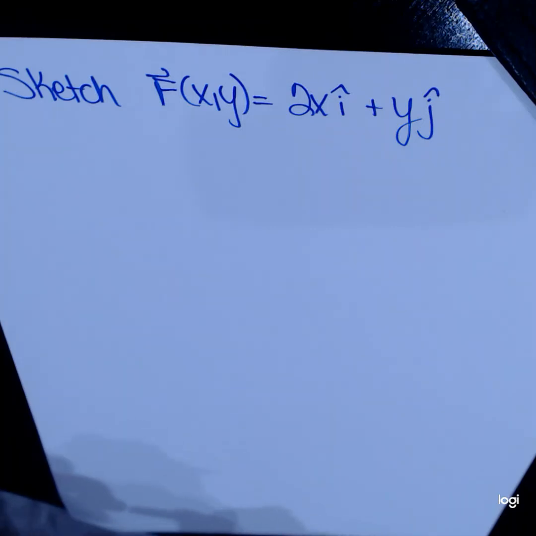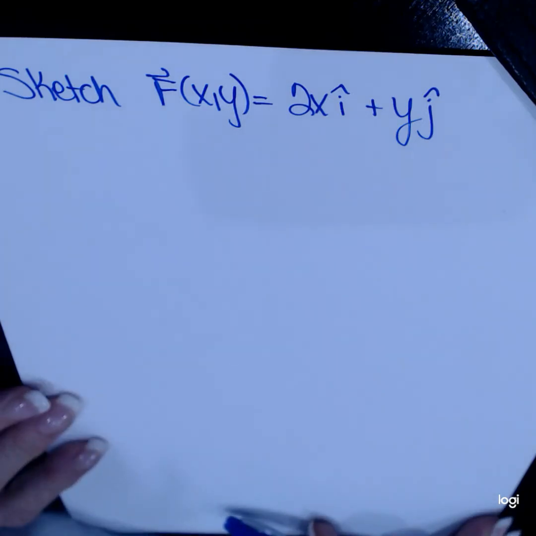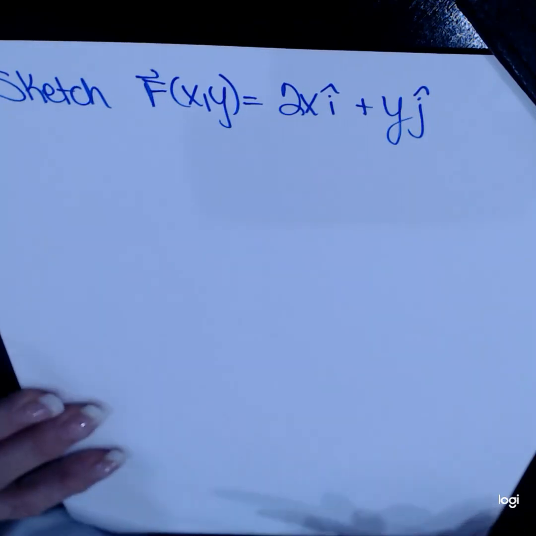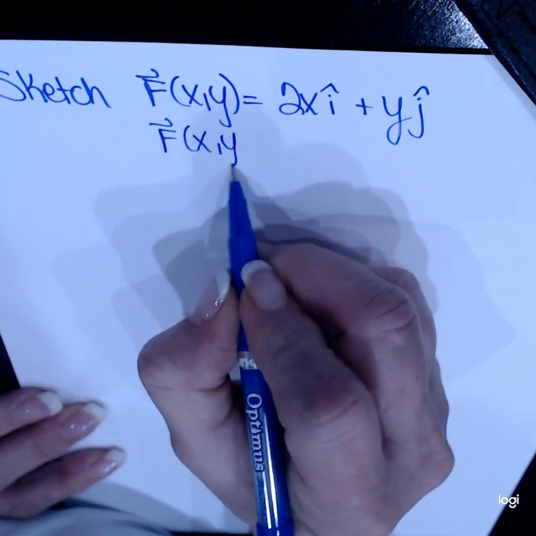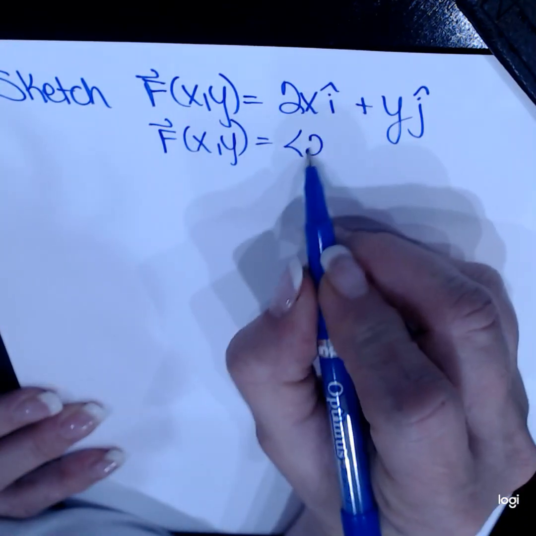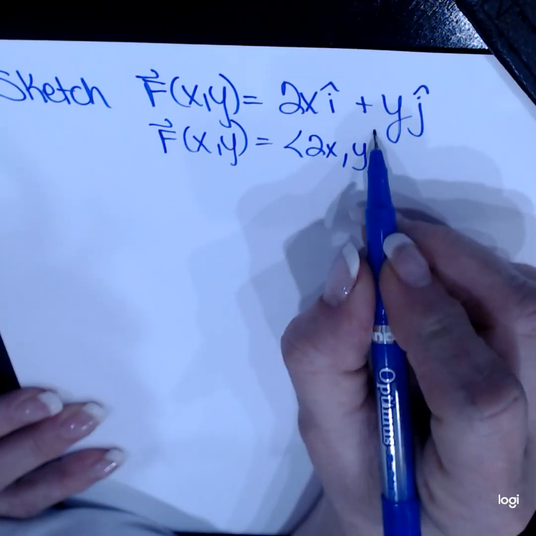Okay, let's go ahead and sketch this vector field: 2x times unit vector i plus y times unit vector j. Again, I kind of like component form for this, so I'm going to write this one in component form. It has components 2x and y.